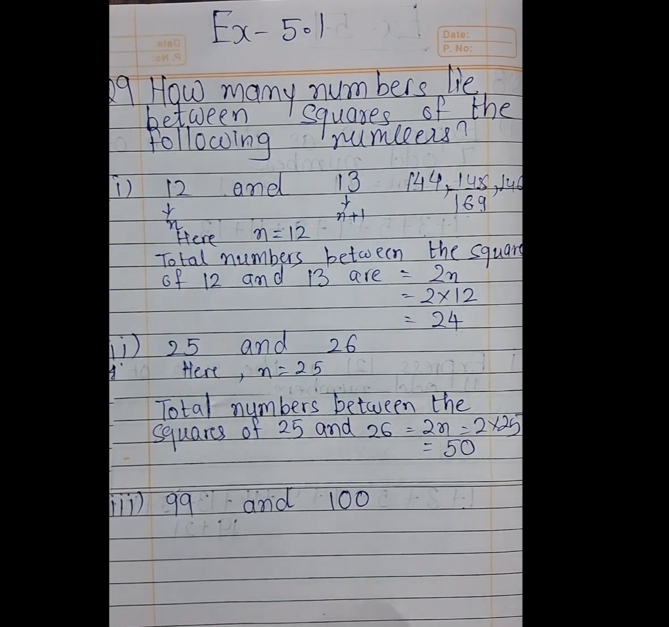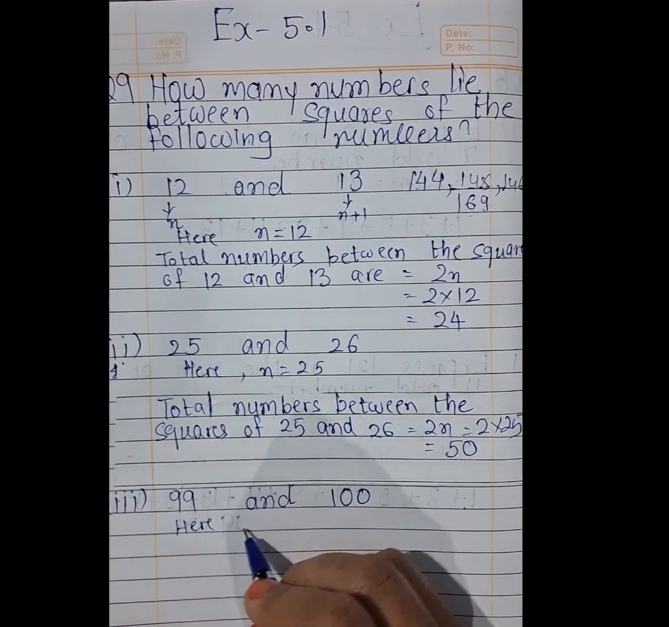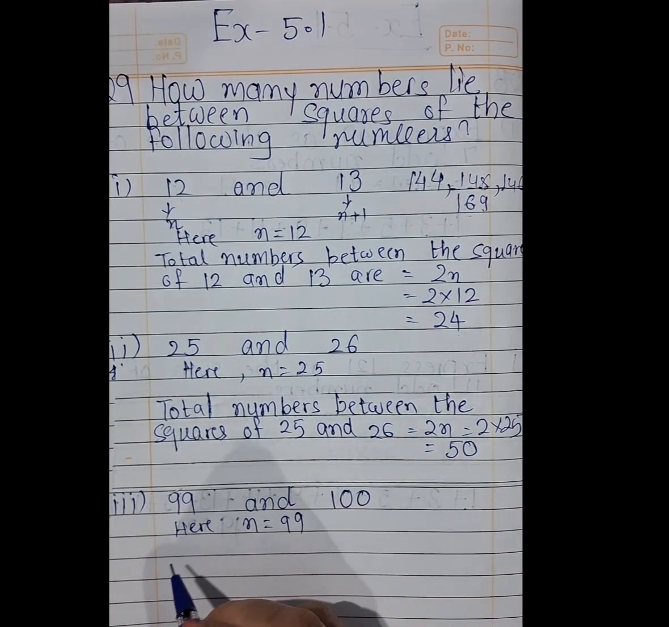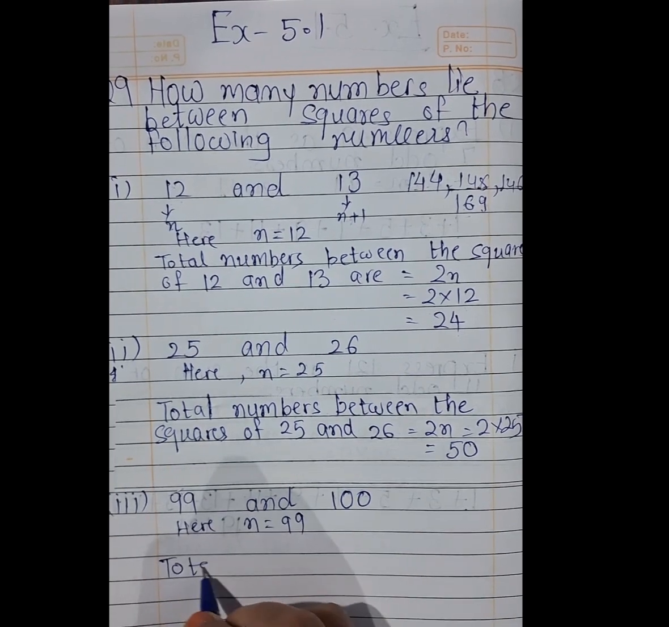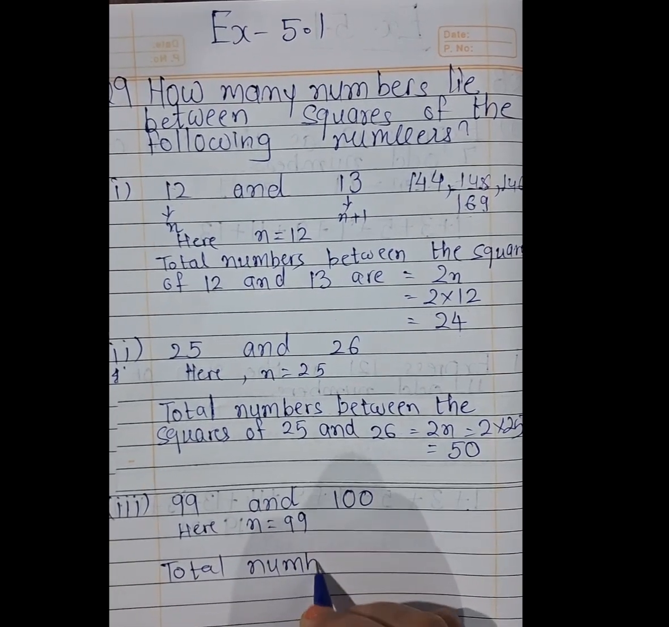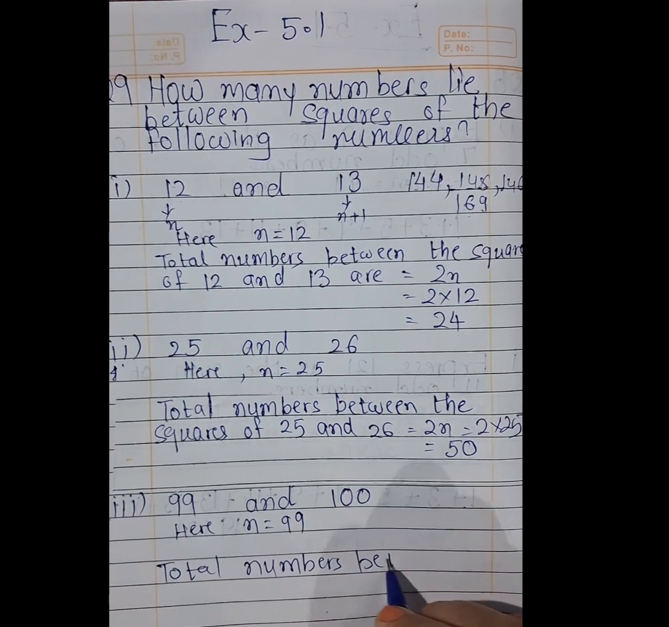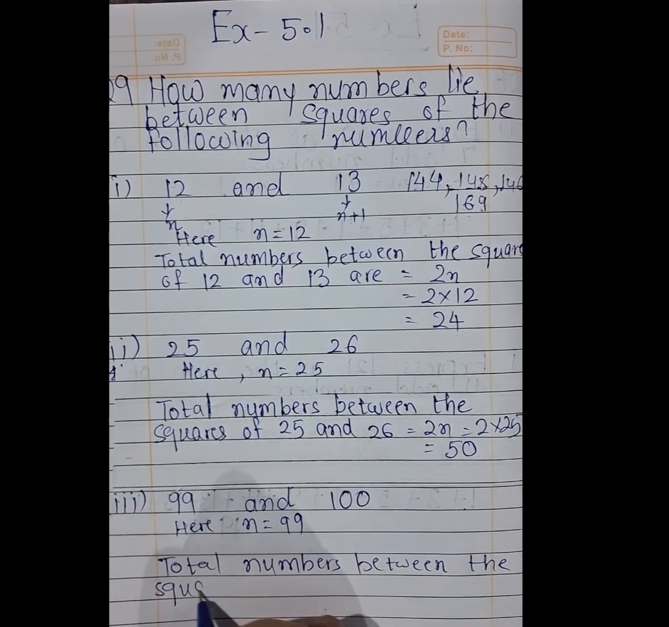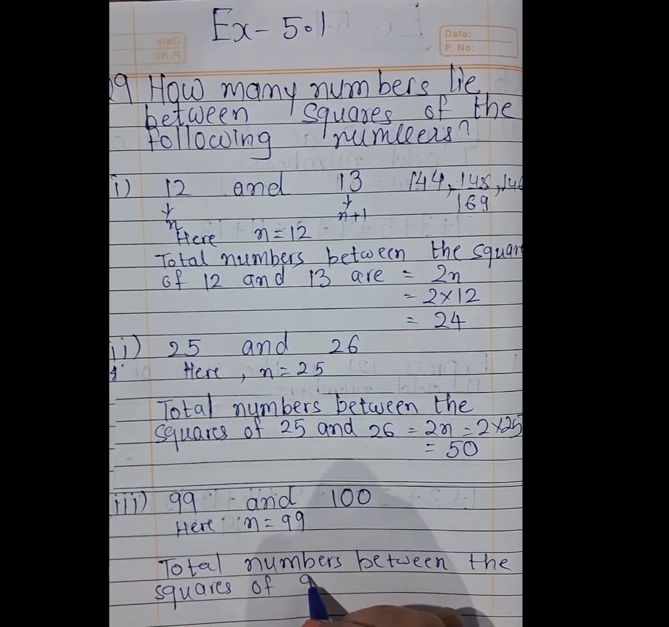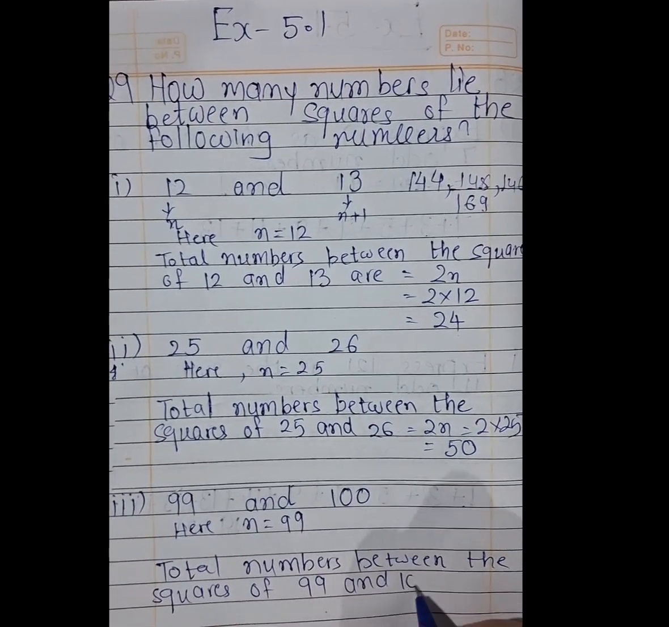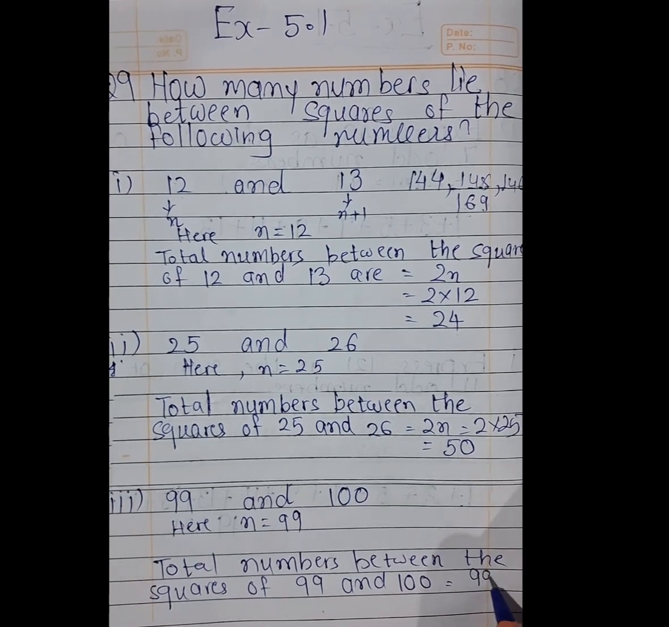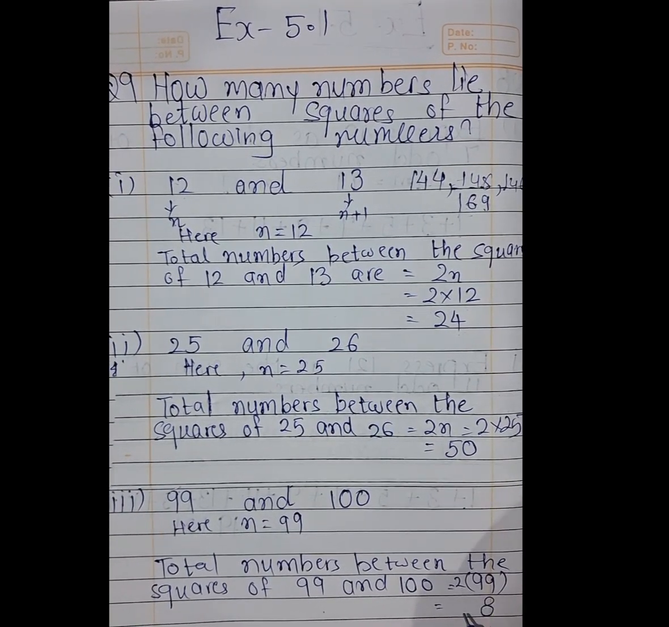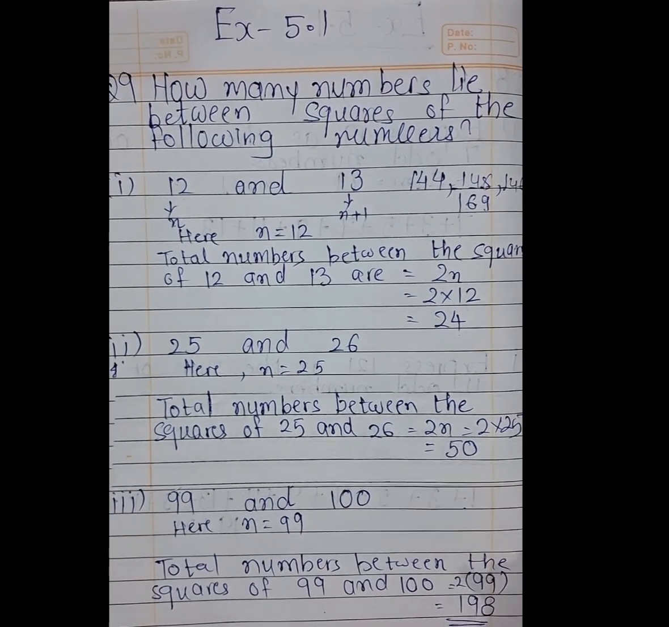Okay, now moving on to the last one. Here n is equal to 99. So therefore total numbers between the squares of 99 and 100 is equal to 99 multiplied by 2 is equal to, 2 nines are 18, 8 1, 2 nines are 18 and 1 19, 198.